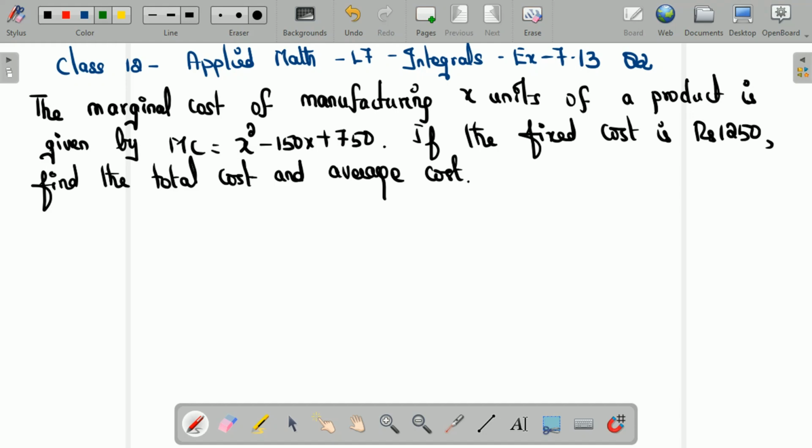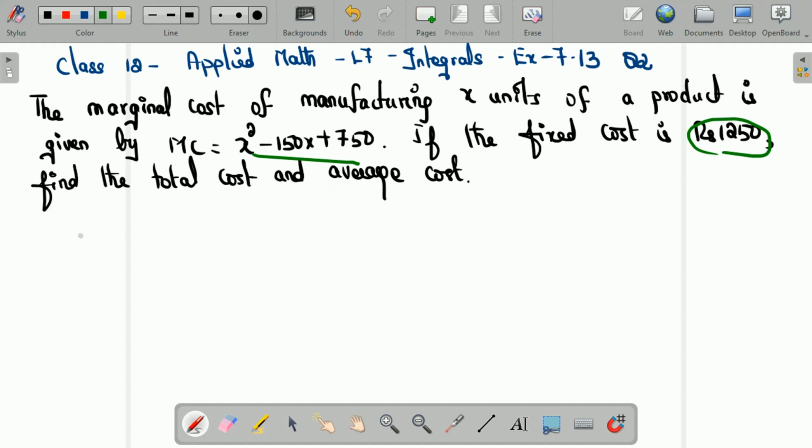In this video, let's find the solution for the second question in exercise 7.13. The marginal cost of manufacturing X units of a product is given by MC equals X squared minus 150X plus 750. Now, if the fixed cost is rupees 1250, find the total cost and the average cost.